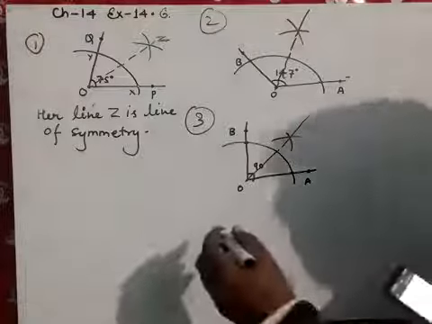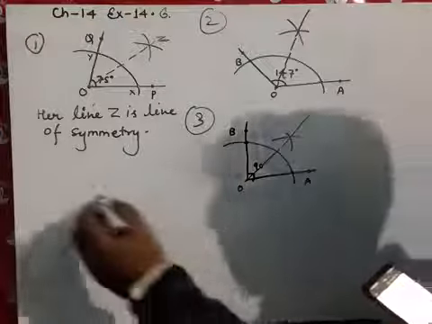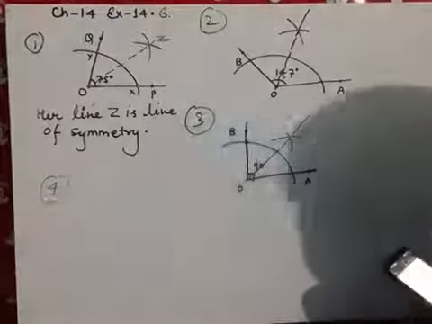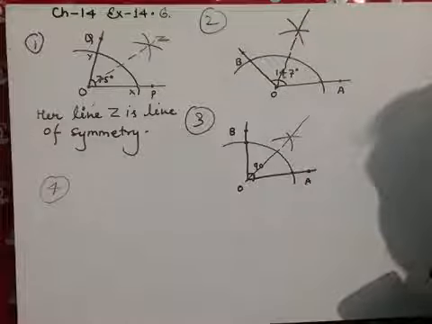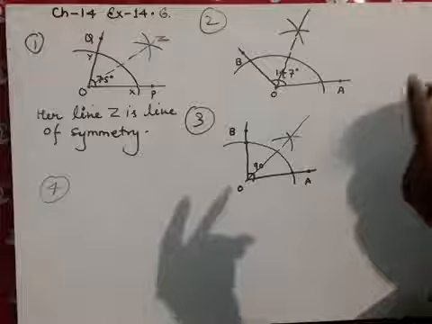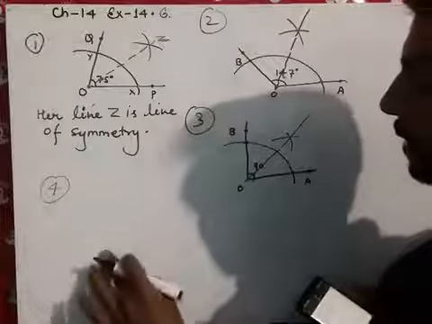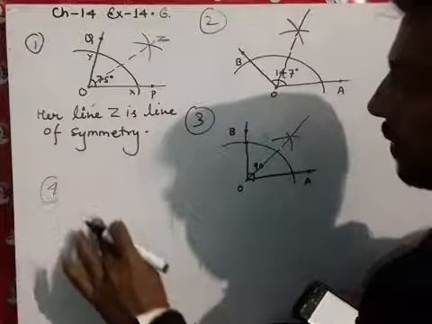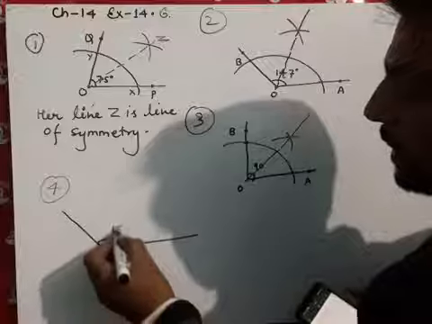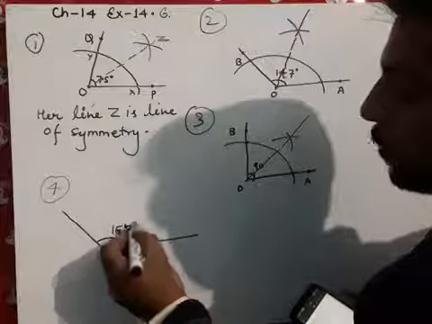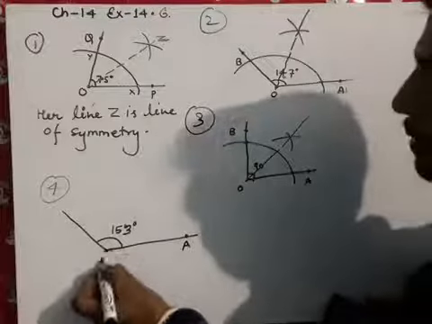Now go to question number 4. In question number 4, the question is saying that you have to draw an angle of measure 153 degrees and divide it into 4 equal parts. So again, first of all you have to draw one angle of 153 degrees by using the protractor, and after drawing this you have to name them A, O, B, suppose.